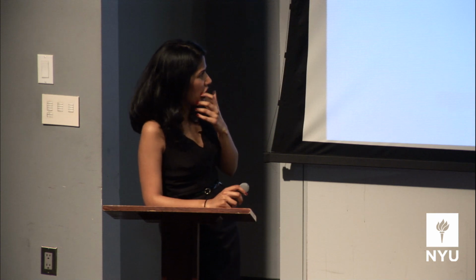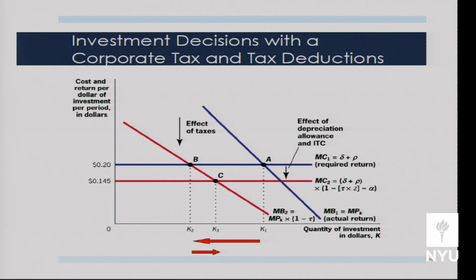So let's reflect both of these changes in our graph. The marginal benefit curve has gone from MPK to 1 minus tau times MPK. That was the last thing we did. But now we're actually going to reduce the marginal cost. The marginal cost is going to fall from delta plus rho to delta plus rho times 1 minus tau Z minus alpha. So the higher is Z, the lower the marginal cost, right? The higher the PDV of allowances relative to the cost of the item, the lower the marginal cost of purchases. That was simply what we saw when we saw accelerated depreciation before we did the calculation.